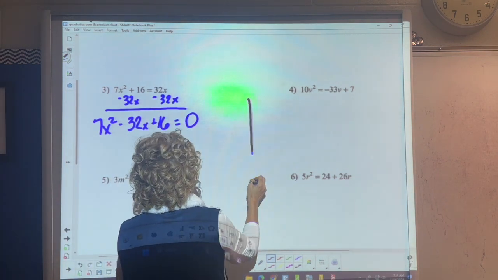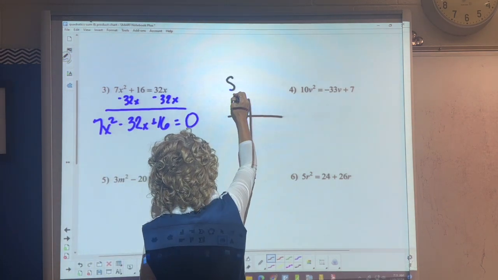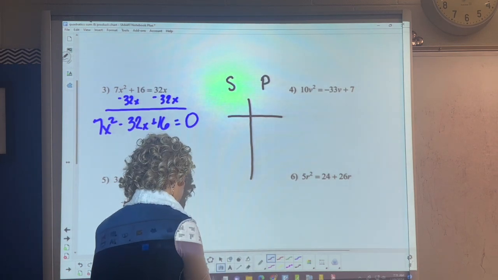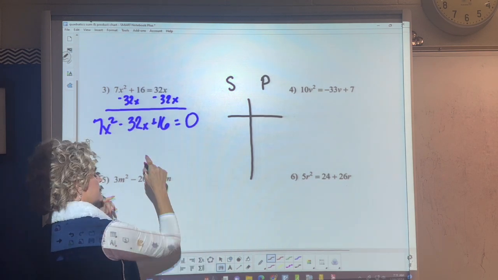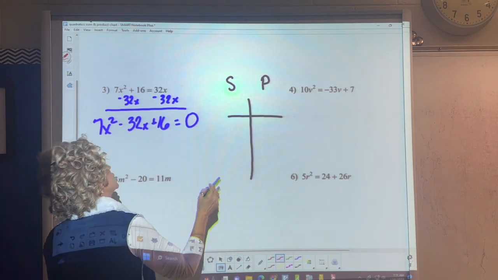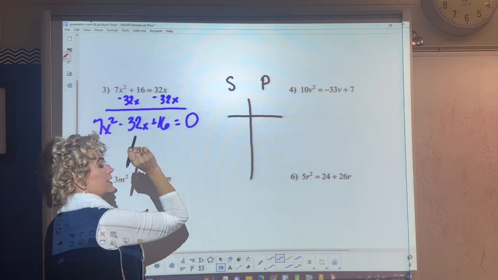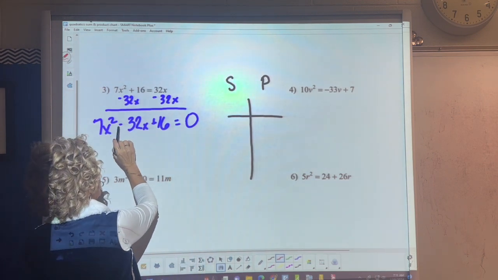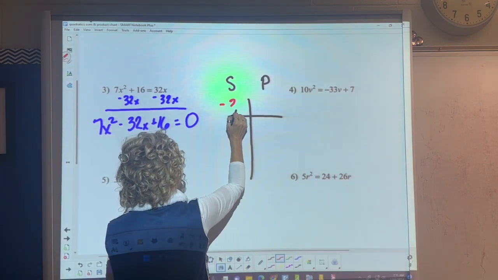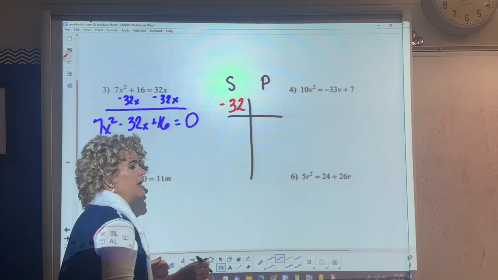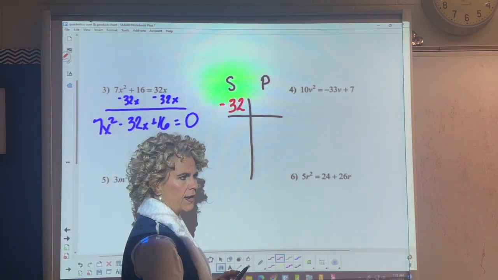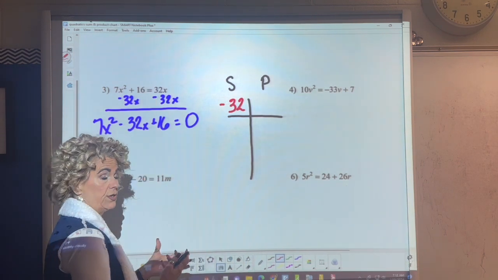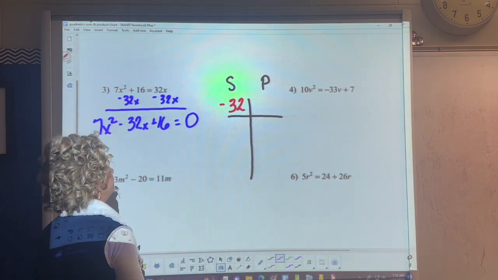Step 2, identify my sum and my product. My sum is the coefficient of my linear term. My linear term is a negative 32x. So my coefficient of my linear term is a negative 32. You keep the sign with the number. The other times were already positive. I didn't write my positive sign down because it's positive unless noted otherwise. So my sum is a negative 32.